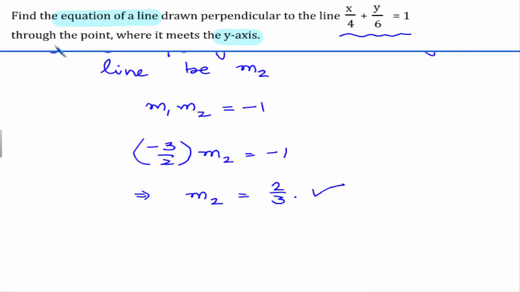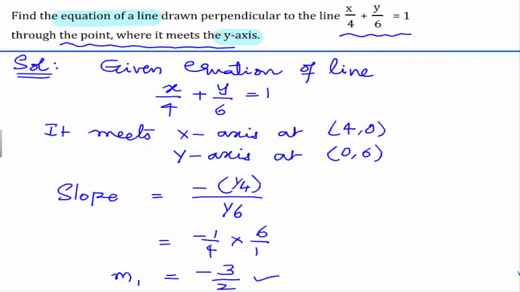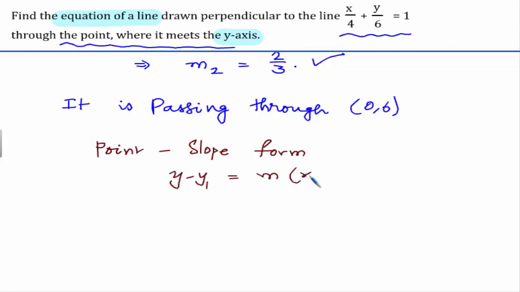Now the line is passing through the point where it meets the y-axis. It is passing through 0, comma 6. This point we have shown at the beginning like this. So now we have to use the point-slope form, which is y minus y1 is equal to m into x minus x1.